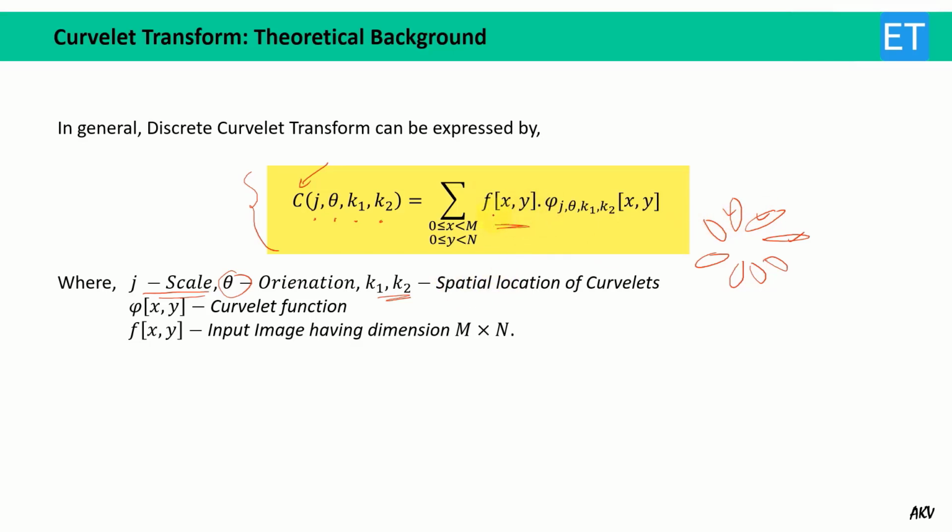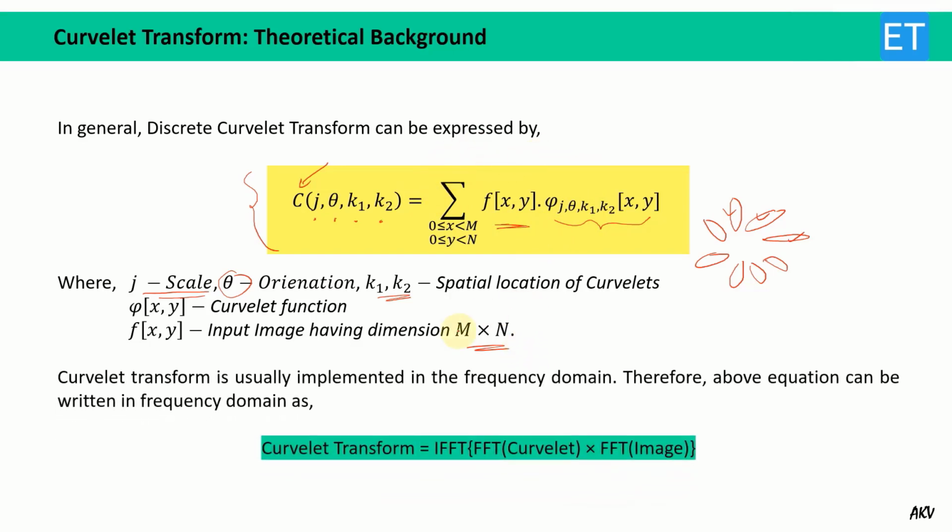And f(x,y) is your image of size M by N, and this is your curvelet function. This is also a two-dimensional curvelet function. Okay, this equation, which is in the spatial domain, can be computed in the frequency domain also. That is easy, and it is implemented like this by the proposed algorithms. So for that, this equation is written here in the frequency domain.